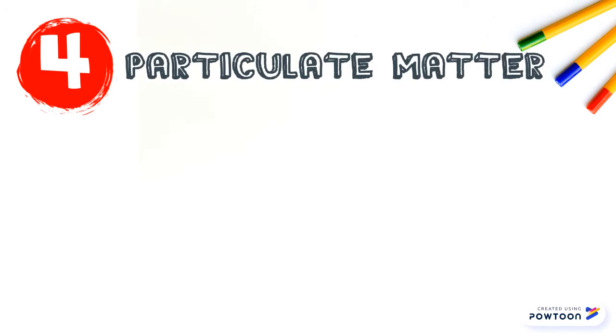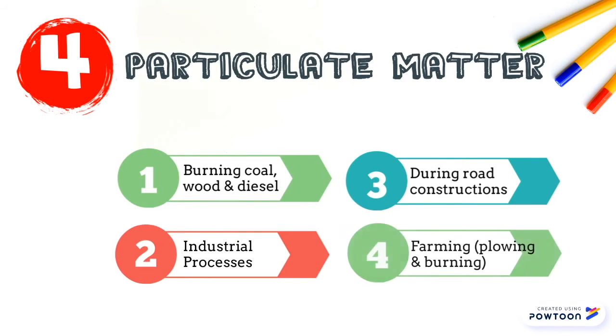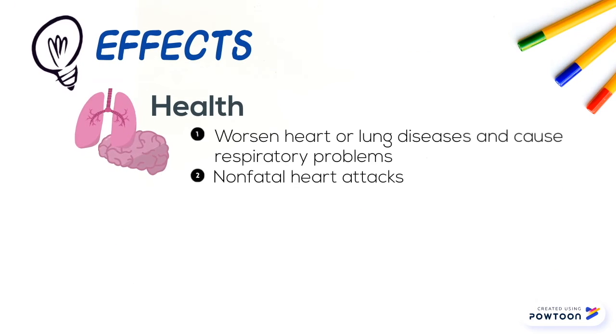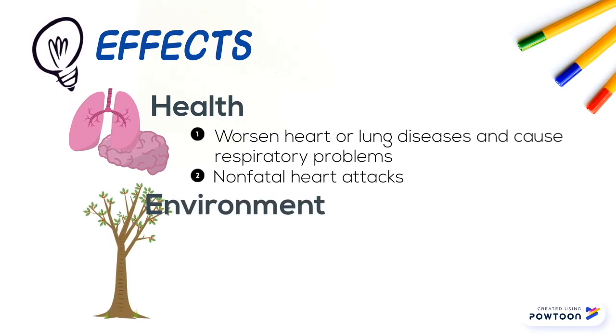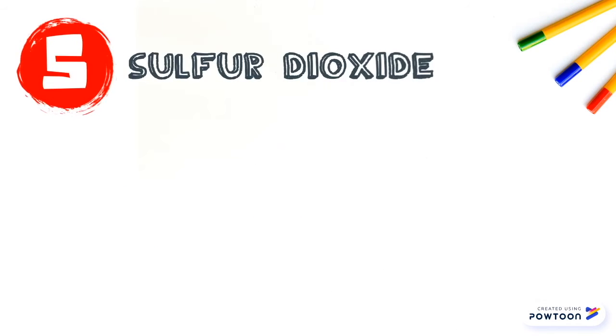Next is particulate matter. Sources include burning coal, wood, and diesel, industrial processes, road construction, and farming. It can also affect our health by worsening heart or lung diseases and causing respiratory problems, and also non-fatal heart attack. On the environment, it can make lakes and streams acidic, deplete the nutrients in soil, damage sensitive forests, and more.